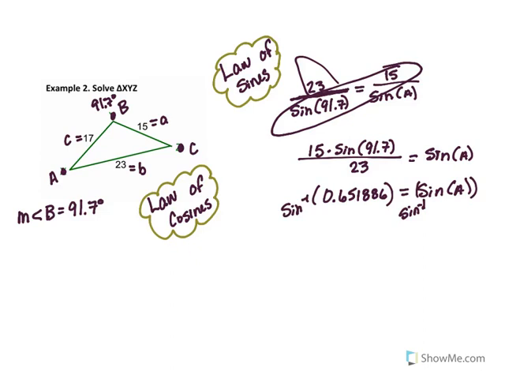And once we do that, we're going to get approximately 40.7. And this is degrees for A. So we're going to say the measure of angle A is 40.7 degrees. And then we could go ahead and subtract those from 180 to get that last angle, so the measure of angle C makes that 47.6 degrees.